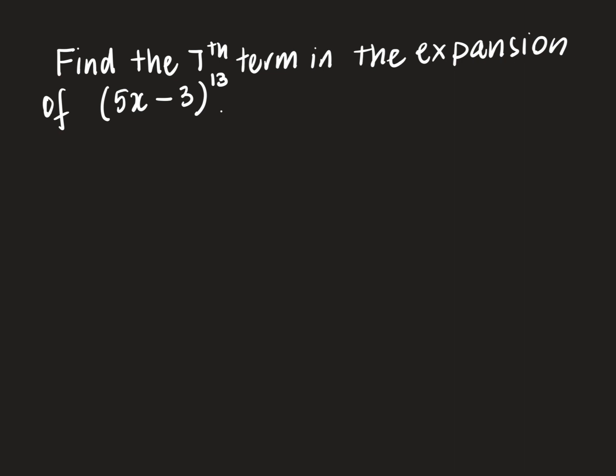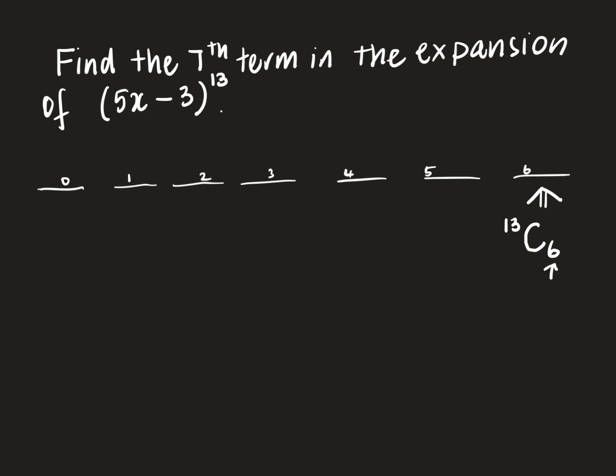Okay, well, here's how I do it. I'm after term 7. 1, 2, 3, 4, 5, 6, 7. This is the one here. And for my coefficient, it's going to be 13 choose, well, which position number? 0, 1, 2, 3, 4, 5, 6. 13 choose 6. Now, for the 7th term, notice that that one there is 6.